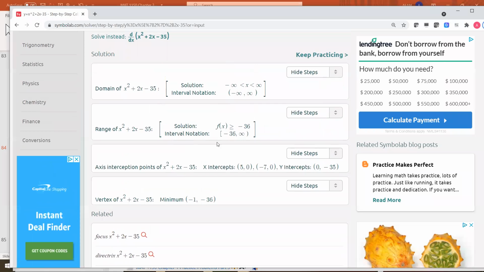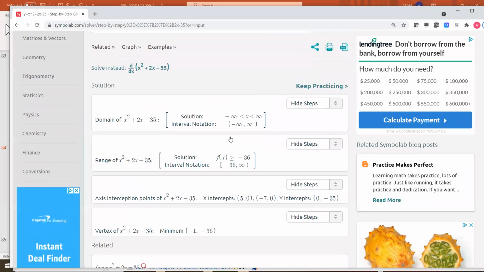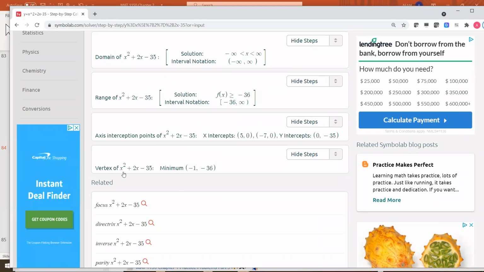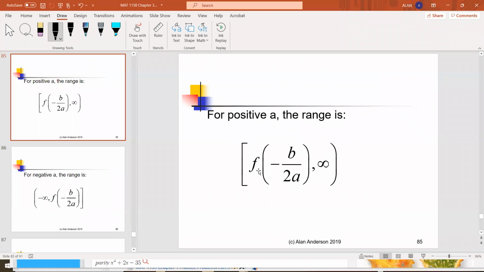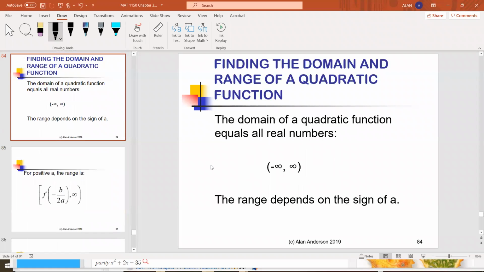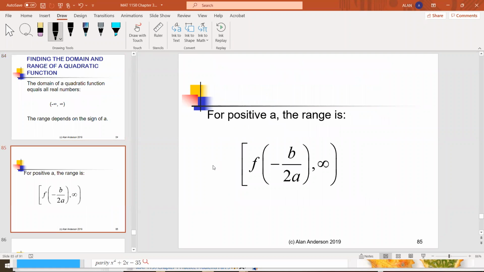Good question. Well, again, remember, this is coming from the vertex. Here we didn't actually calculate the vertex. Oh, yes, we did. Symbolab very kindly found the vertex for us: -1 comma -36. So think of this as the limiting point, depending on whether the curve faces up or down. Now here, they're giving us two possible equations for the range. But keep in mind, remember, this itself is just h in the vertex.